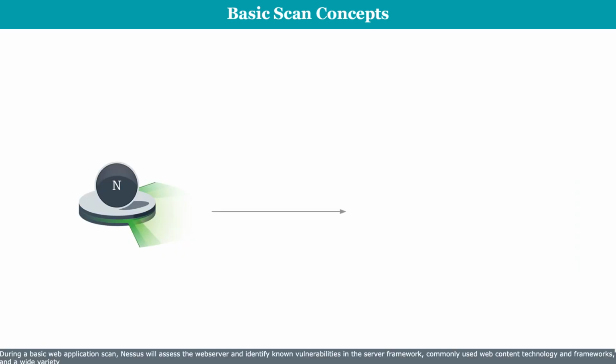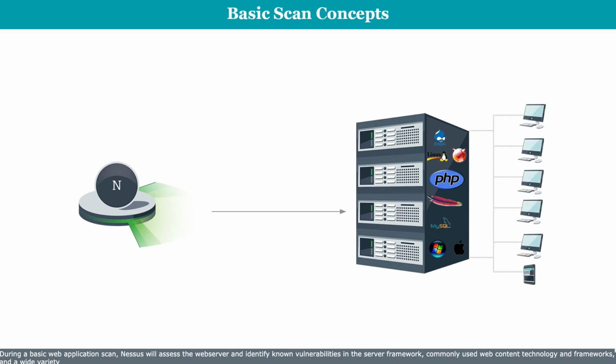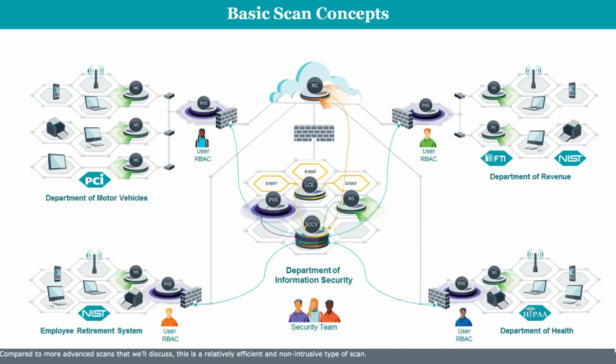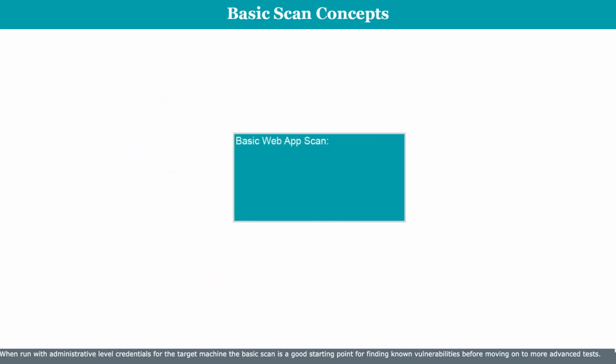During a basic web application scan, Nessus will assess the web server and identify known vulnerabilities in the server framework, commonly used web content technology and frameworks, and a wide variety of content management platforms and applications. Compared to more advanced scans that we'll discuss, this is a relatively efficient and non-intrusive type of scan. When run with administrative-level credentials for the target machine, the basic scan is a good starting point for finding known vulnerabilities before moving on to more advanced tests.